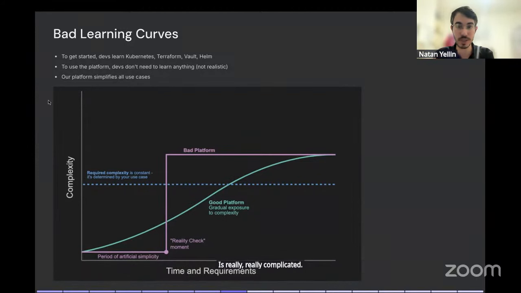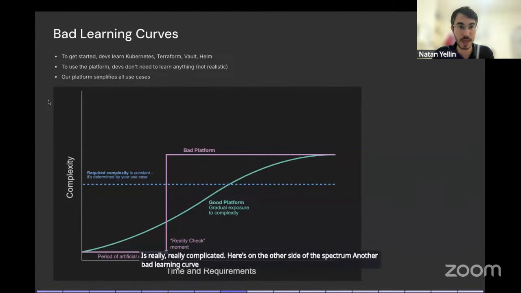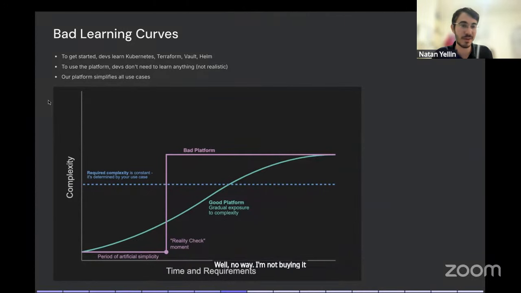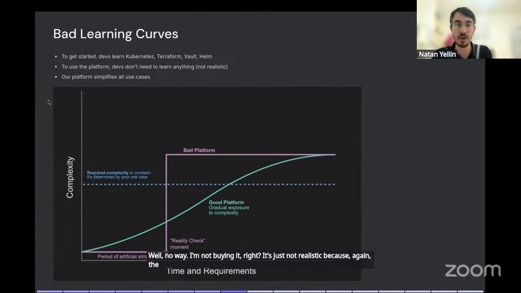Here's on the other side of the spectrum, another bad learning curve is you say, okay, to use the platform, devs don't need to learn anything. Well, no way. I'm not buying it, right? It's just not realistic because, again, the complexity comes from the use case, right? So there will always be some complexity. And to use your platform, they will always have to learn something. So that also isn't a good pattern.